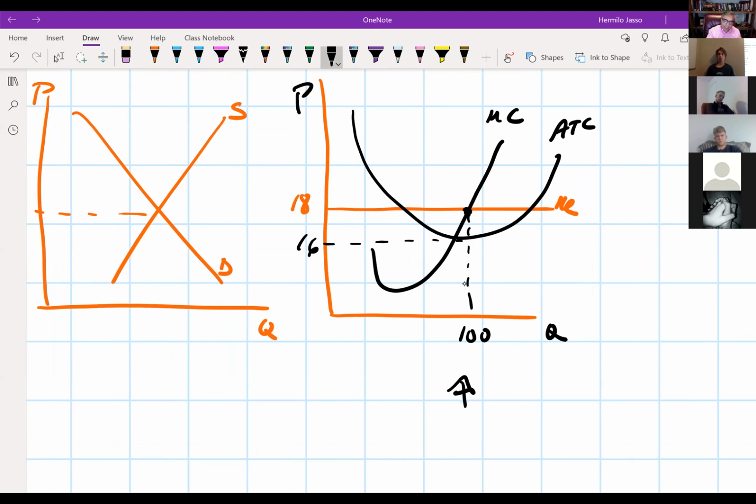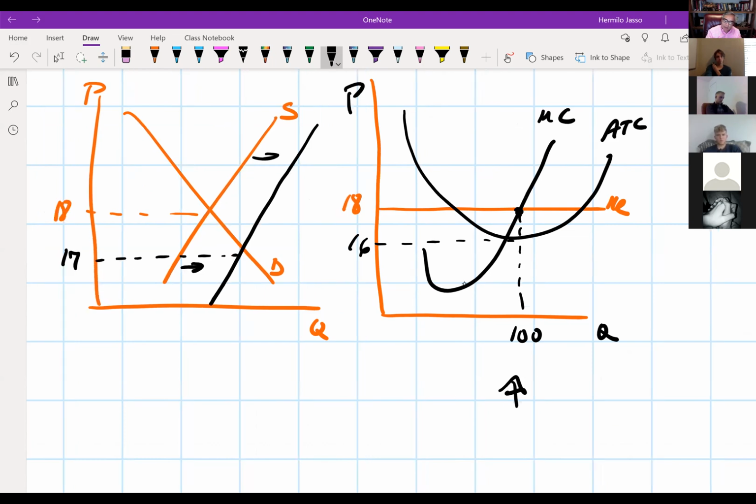So then in the industry, the supply is going to change. Now there are going to be more producers in the industry, and now we go to a different price. So now the price is $17. You have no choice. You have to sell your product for $17. The rule says you stop producing where marginal cost equals marginal revenue, and it's going to be right here. So now you're going to produce only 90 units.